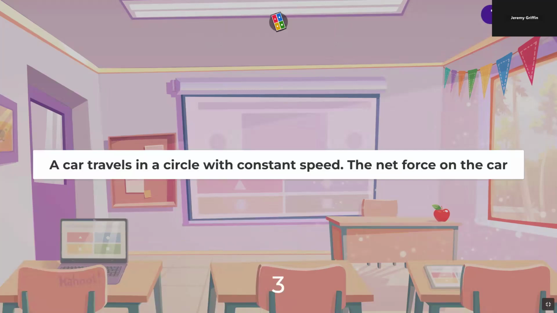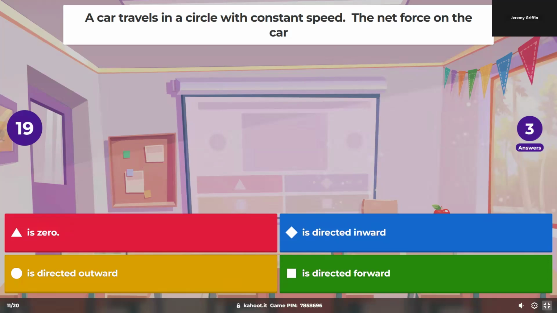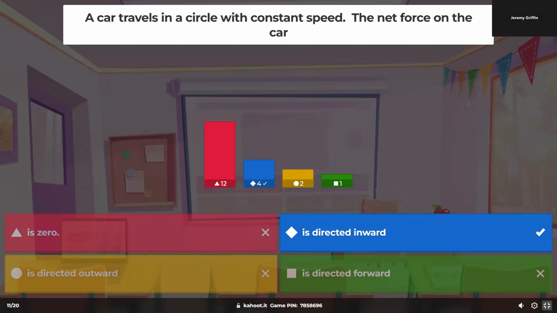A car travels in a circle with constant speed. The net force on the car? Whether it's a flat road or a banked road, the answer is the same. It's directed inward.